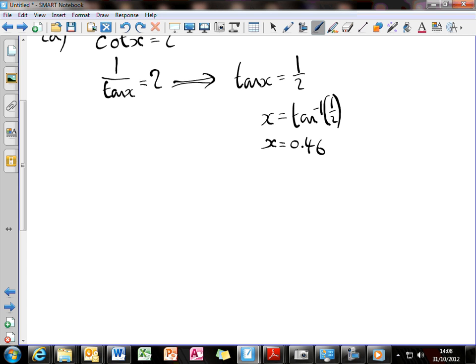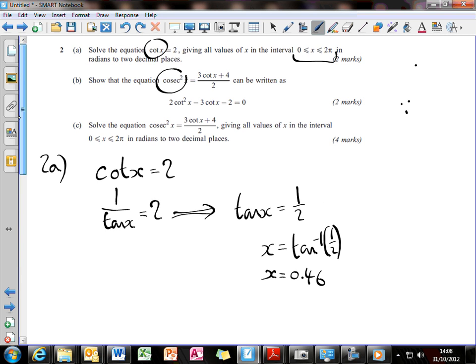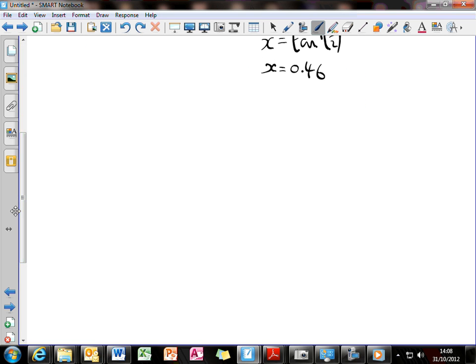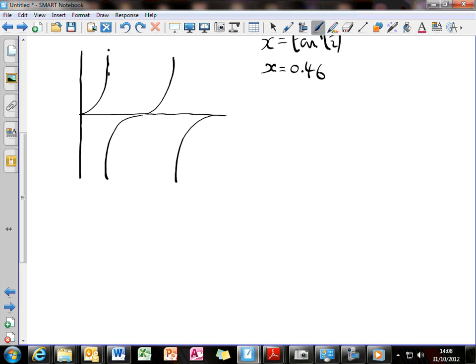But remember, we're looking for all of the answers in the range between 0 and 2 pi. So it's a good idea to just draw a sketch of the tan function between 0 and 2 pi. So the tan function looks a little something like this, just sketched out. It's got these asymptotes here and here. And this value here is pi, and this would be 2 pi. So we're looking for all the solutions between 0 here and 2 pi.